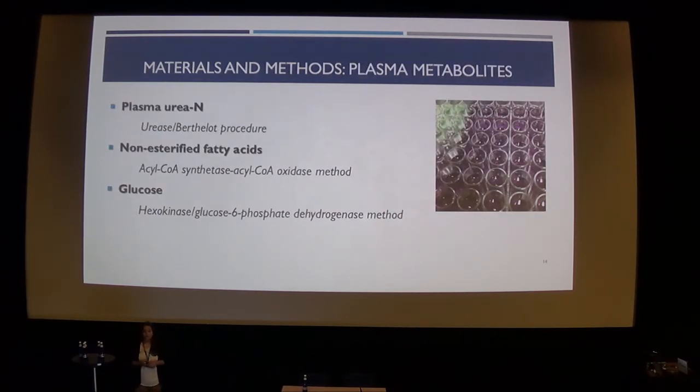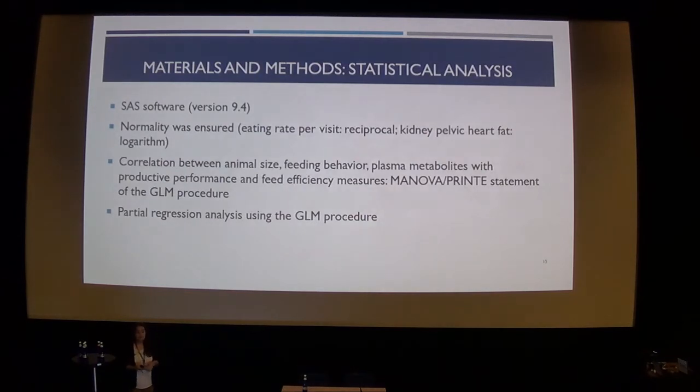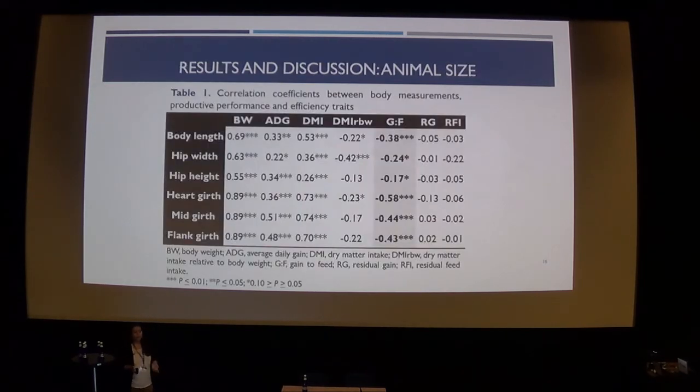Our plasma urea nitrogen, non-esterified fatty acids, and glucose were measured using standard procedures along with commercial kits. And for our statistical analysis, we conducted a correlation analysis between animal size, feeding behavior, plasma metabolites, and the body composition traits with both productive performance and feed efficiency measures using the CORR statement of the GLM procedure. And in order to verify the overall contribution of those traits along the 3 different measures of efficiency, we did a partial regression analysis. So starting off our results and discussion, this table is representing the correlation coefficients between the productive performance traits and efficiency measures with all the animal size traits.